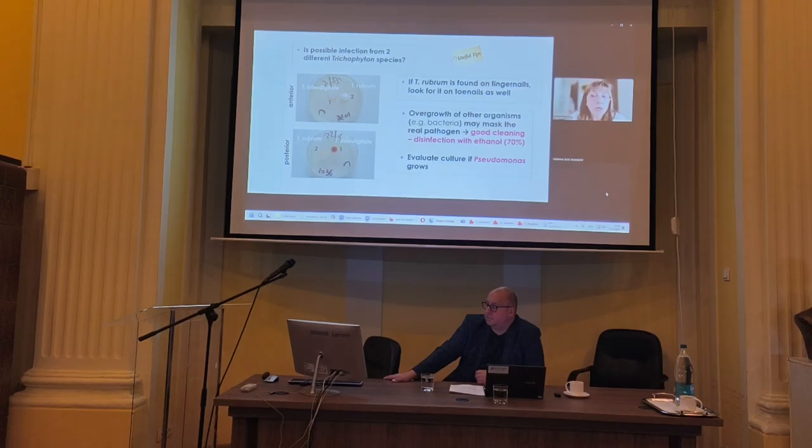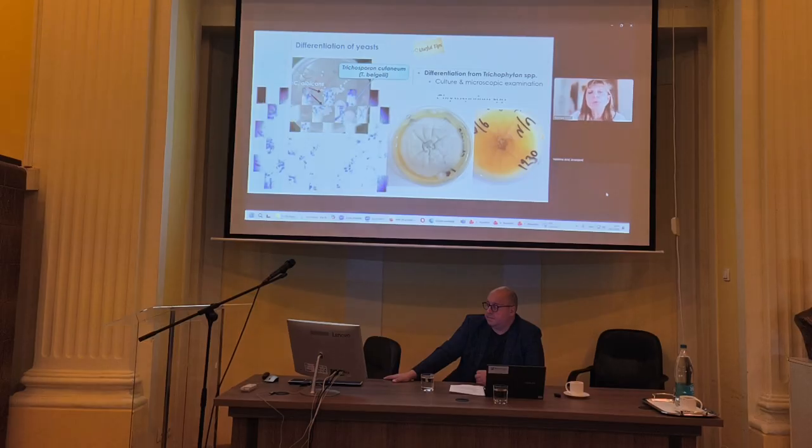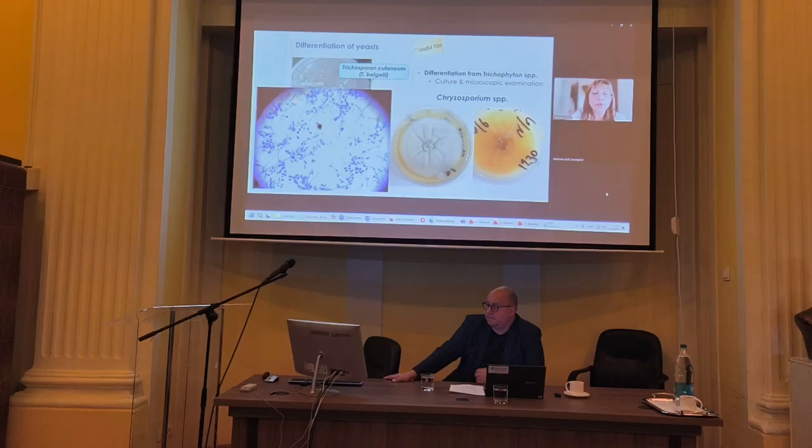Perhaps overgrowth of other organisms, for example bacteria, may mask the real pathogens, so we need a good cleaning of the nail and disinfection with ethanol 70%. Also evaluate the culture if Pseudomonas aeruginosa grows. We must differentiate yeasts. Here in this plate you can see colonies of Candida albicans and Trichosporon cutaneum. We must also differentiate Trichophyton from Chrysosporium. You can see the culture and a microscopic examination.